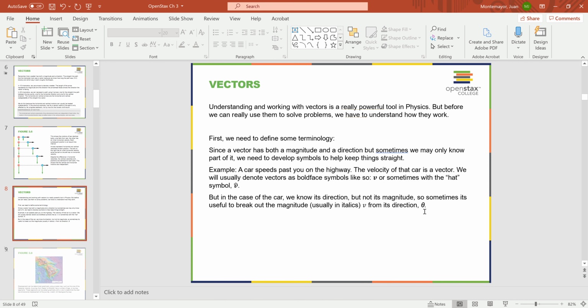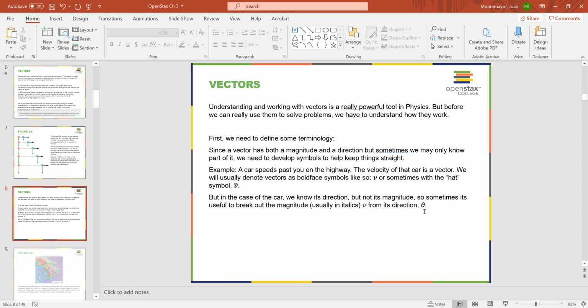So for vectors, understanding and working with vectors is a really powerful tool in physics. But before we can really use them to solve problems, we have to understand how they work. First, we need to define some terminology. Since a vector has both a magnitude and direction, but sometimes we may only know part of it, we need to develop symbols to help keep these things straight.